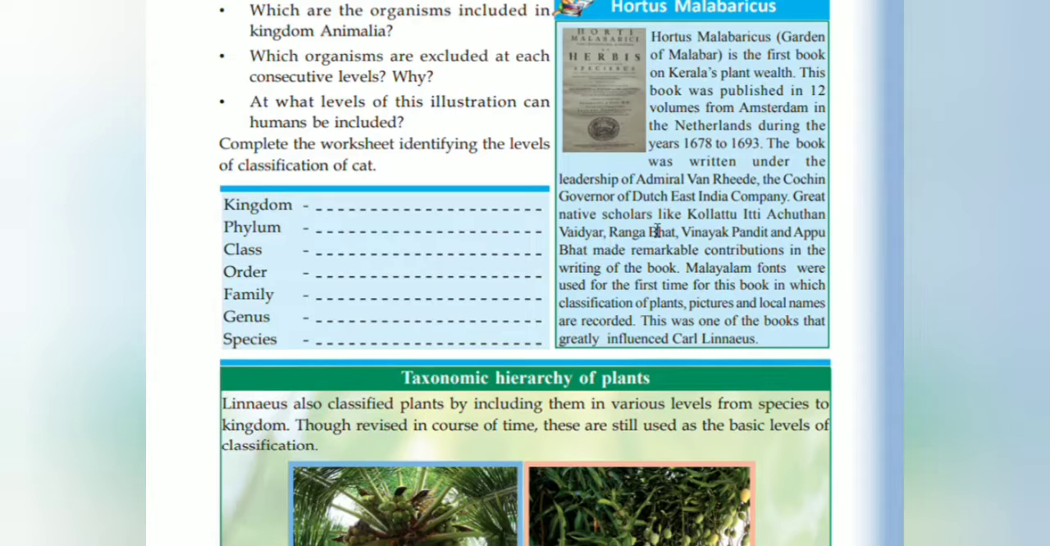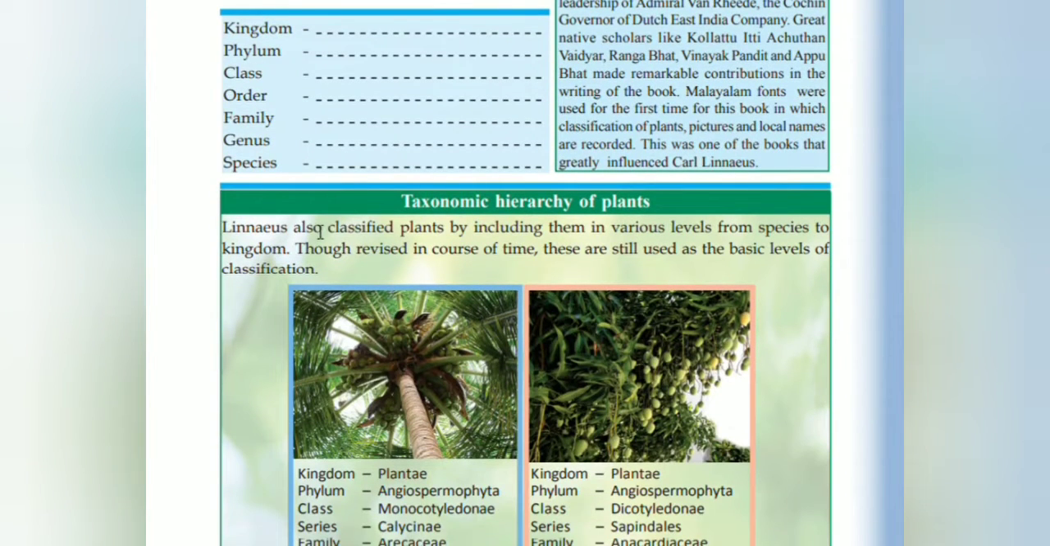Great native scholars like Kolatu, Itti Achyutan Vaidya, Ranga Bhatta, Vinayaka Pandit and Appu Bhatt made remarkable contributions in the writing of the book. Malayalam fonts were used for the first time in the book, which has classification of plants, pictures and local names. In the Hortus Malabaricus, around how many species? I think 18,000 species are included in this book.